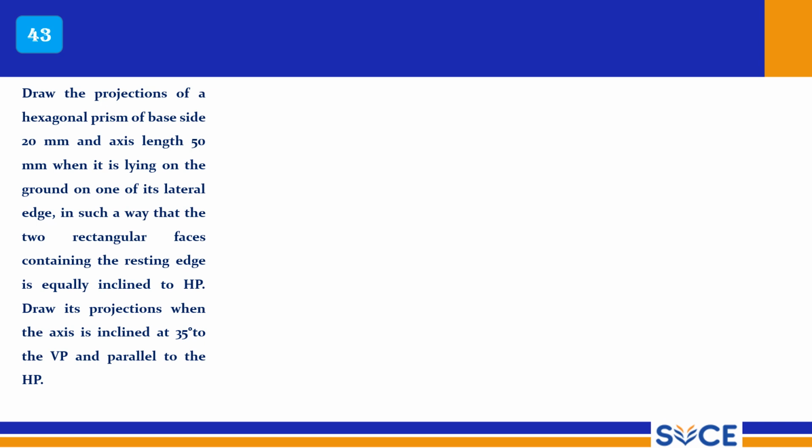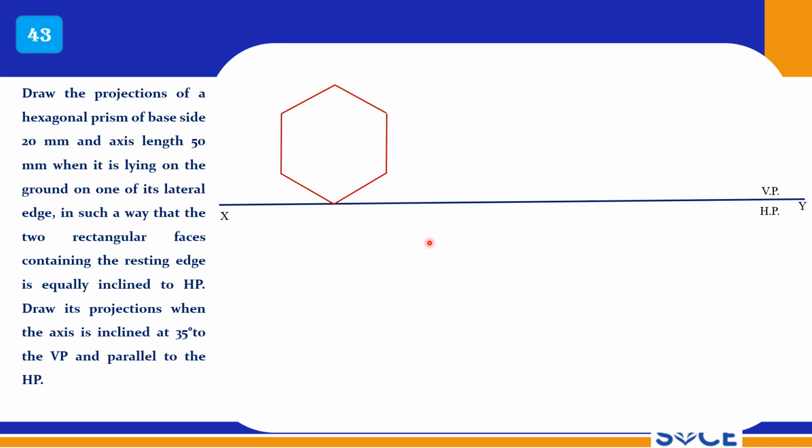43rd problem. Draw the projections of a hexagonal prism of base side 20 mm and axis length 50 mm when it is lying on the ground on one of its lateral edges in such a way that the two rectangular faces containing the resting edge are equally inclined to HP. It is a very similar problem to what we did in earlier cases. The axis is inclined at 35 degrees to VP. So draw the hexagon in such a way that it is equally inclined to HP, right? And then complete the hexagon. So this way you should draw the hexagon. Otherwise, take a vertical edge here and complete the hexagon, and draw the XY reference line.